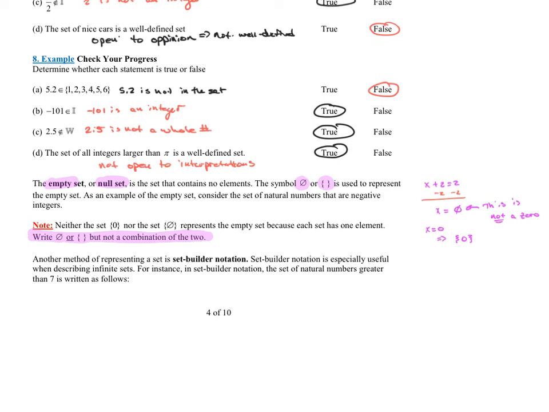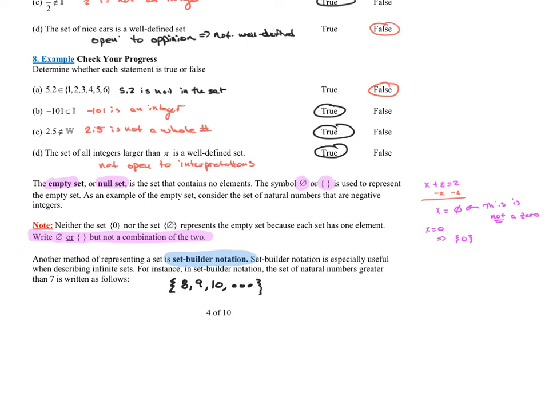All right, so what's the next thing you need to learn? You need to learn set builder notation. So it says set builder notation is especially useful when describing infinite sets. For instance, in set builder notation, the set of natural numbers greater than 7 is written as, well, let's think about this. So what are the set of natural numbers greater than 7? Well, if we had to write the answer in roster method, the numbers greater than 7 would be what? Wouldn't it be 8, 9, 10, and then it would go on forever?